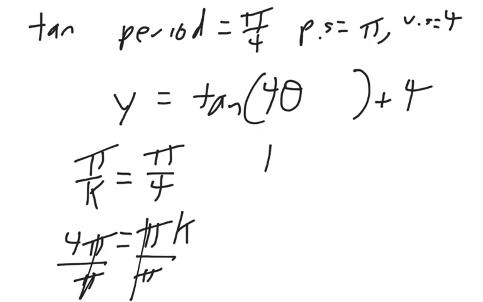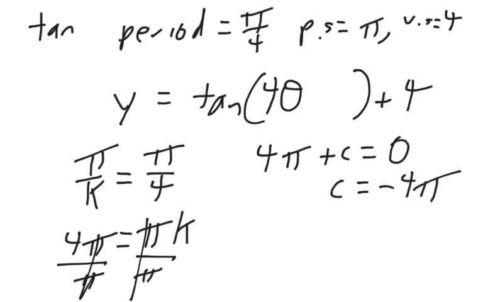The phase shift, so 4 times pi plus c equals 0, and c equals negative 4 pi. Because I plugged the pi right in there to get my answer.